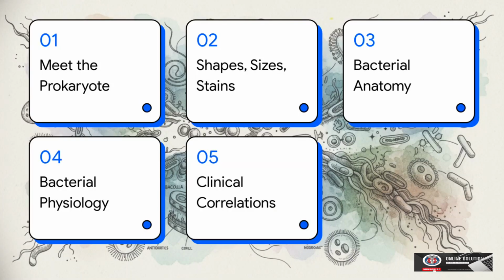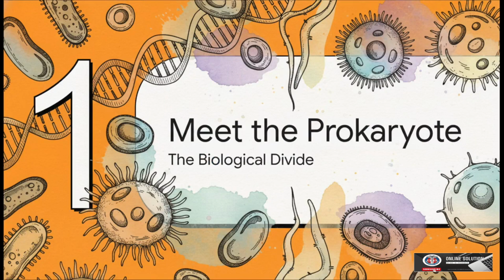So, here's our syllabus for today. We're going to build a complete profile of these microscopic adversaries. First, we'll meet the prokaryotes, then look at shapes, sizes, and stains, dissect the anatomy of a bacterium, jump into physiology and bacterial growth, and wrap it all up with some crucial clinical correlations. All right, let's dive right in.